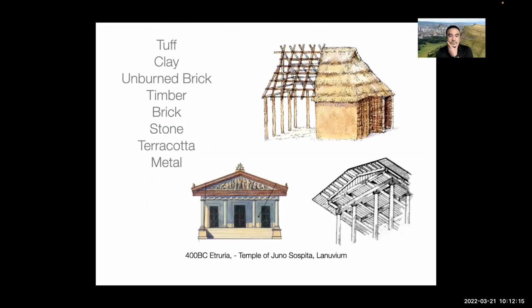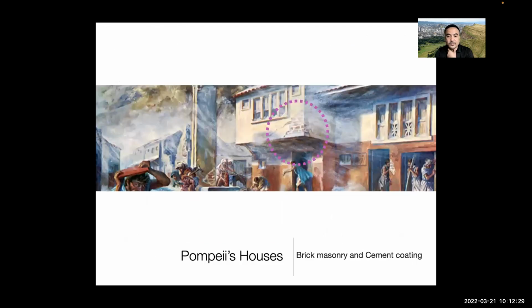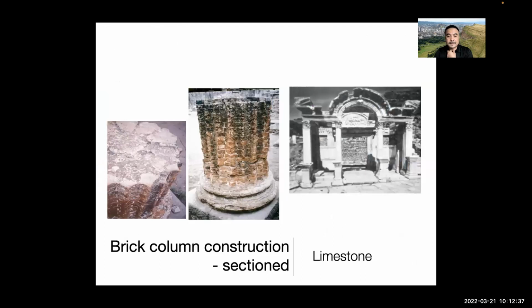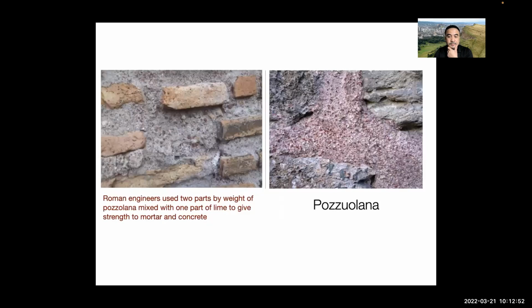Okay. Materials: clay, unburned brick, timber, brick, stone, terracotta, metal. Later on, we have concrete. This is the material in the ancient world. We found brick and mortar were used in Pompeii by the Romans. Limestone was used for thousands of years and is still used in many cold countries today, in Scotland and in Switzerland. Concrete, pozzolana, the red concrete, the red materials.